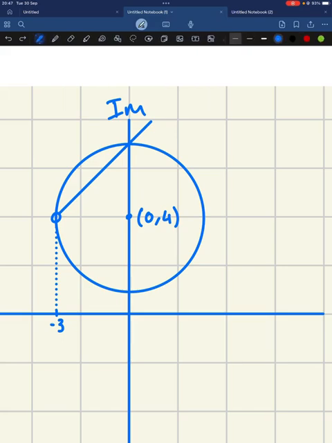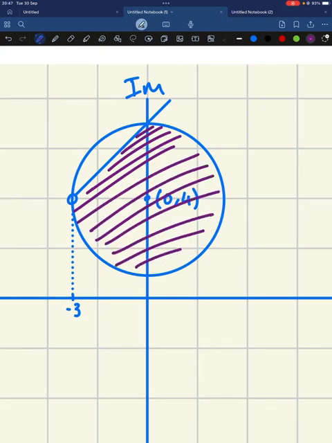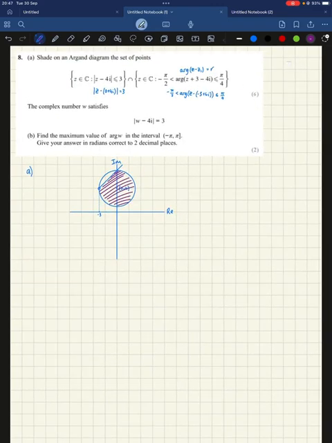So now if we shade it like this, all of this shaded bit there is our region, and that's done. That is 6 marks for us right there. Okay, now part B.